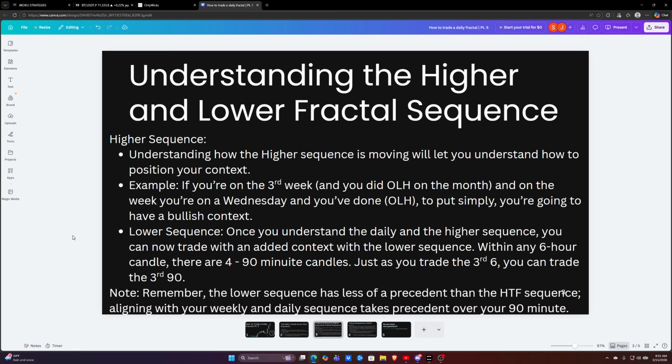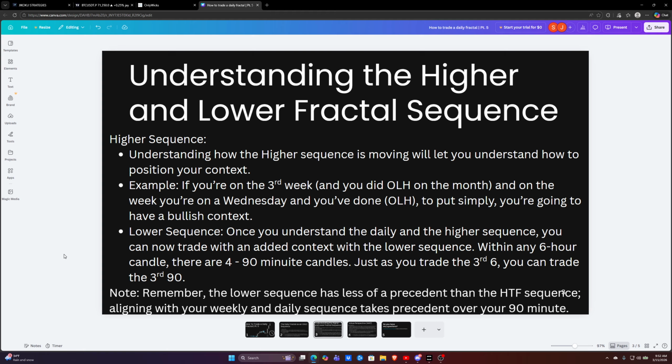Keep that in mind. Secondly, your lower time sequence. So once you understand your daily and the higher time sequence, for example, your daily, weekly, monthly, you can now trade with that added context and add a lower time sequence as well. Just like Jay said, within a 6-hour candle, there are 4 90-minute candles. So just as you trade the third 6-hour of the day, you can also trade the third 90-minute within that third six. And that's just going to be the highest probability one that you can trade within that day.